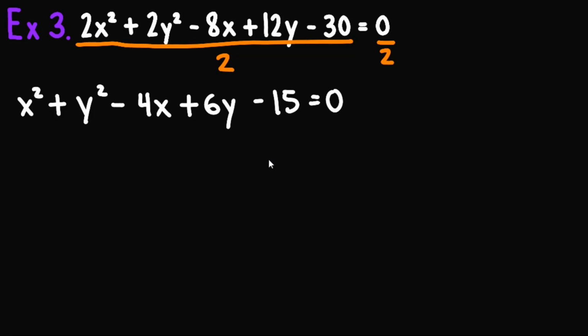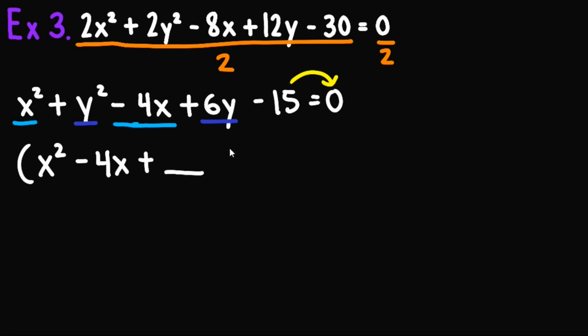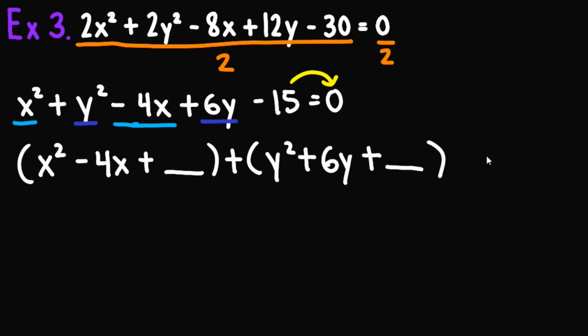After that, we try to rearrange this equation to an easier look on how to apply completing the square. So first we move this to the right, and then we rearrange these terms, combining these two as well as these two here. So we'll have x squared minus 4x, let's add a blank space here, plus y squared plus 6y plus a blank space here equals 50.